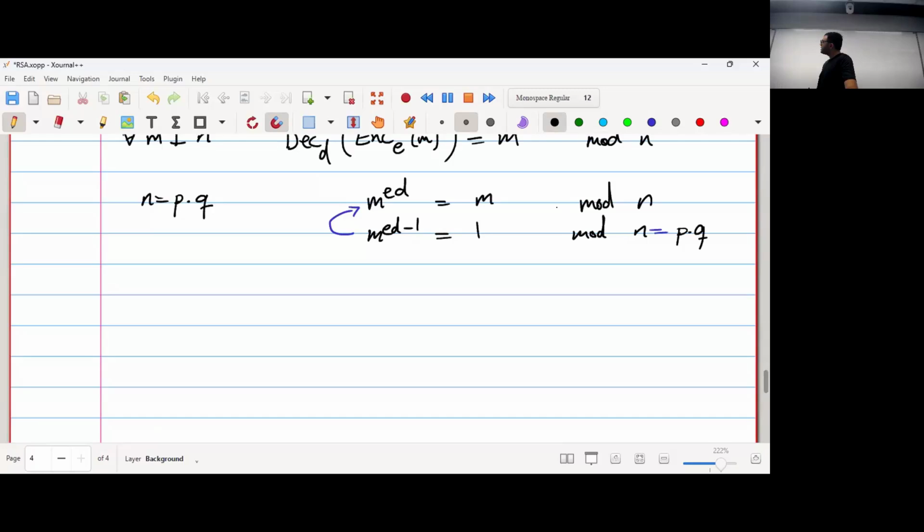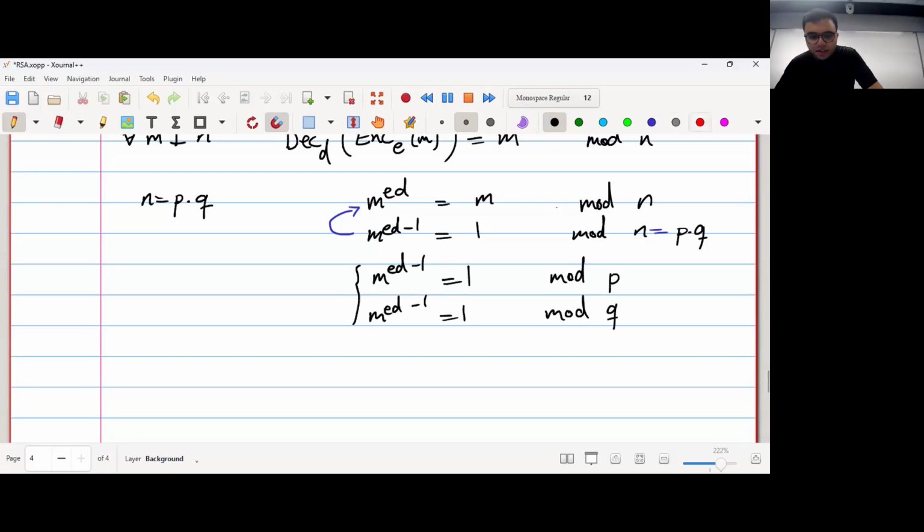But I can just apply the Chinese remainder theorem here. So I have a number, M to the power of ED minus 1. I want this number to have a remainder of 1 when divided by N. It's enough if this number has a remainder of 1 when divided by P and a remainder of 1 when divided by Q. So basically what I'm saying here is that if I have M to the power of ED minus 1 is 1 modulo P, and if it's also 1 modulo Q, then this is sufficient to have M to the power of ED minus 1 is 1 modulo N. This is just by the Chinese remainder theorem. Because again, N is P times Q.